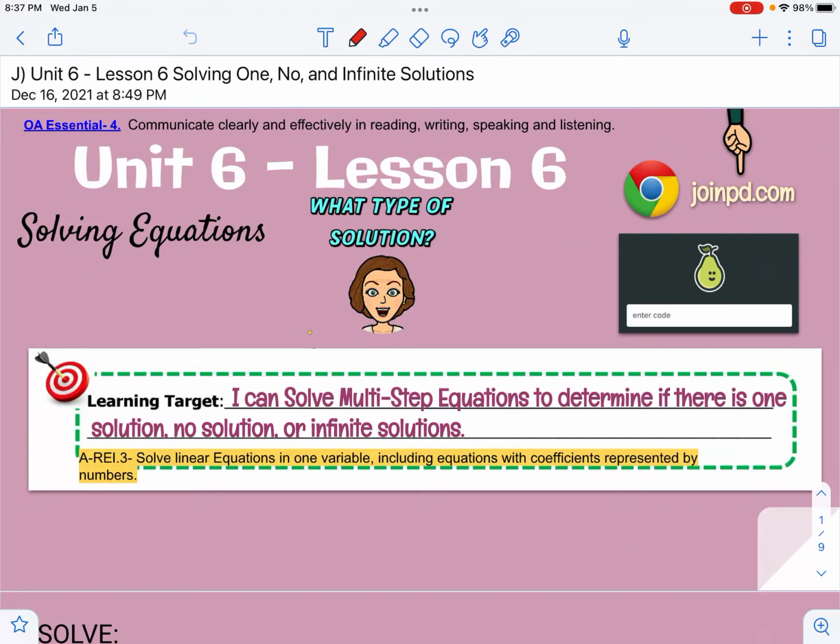Algebra A1, this is Unit 6. Lesson 6, we are talking about solving multi-step equations to determine if there is one solution like we've been getting, or in this case, no solution or infinite solutions. Now, no solution means that something would be a false statement, and infinite means it would be a true statement.